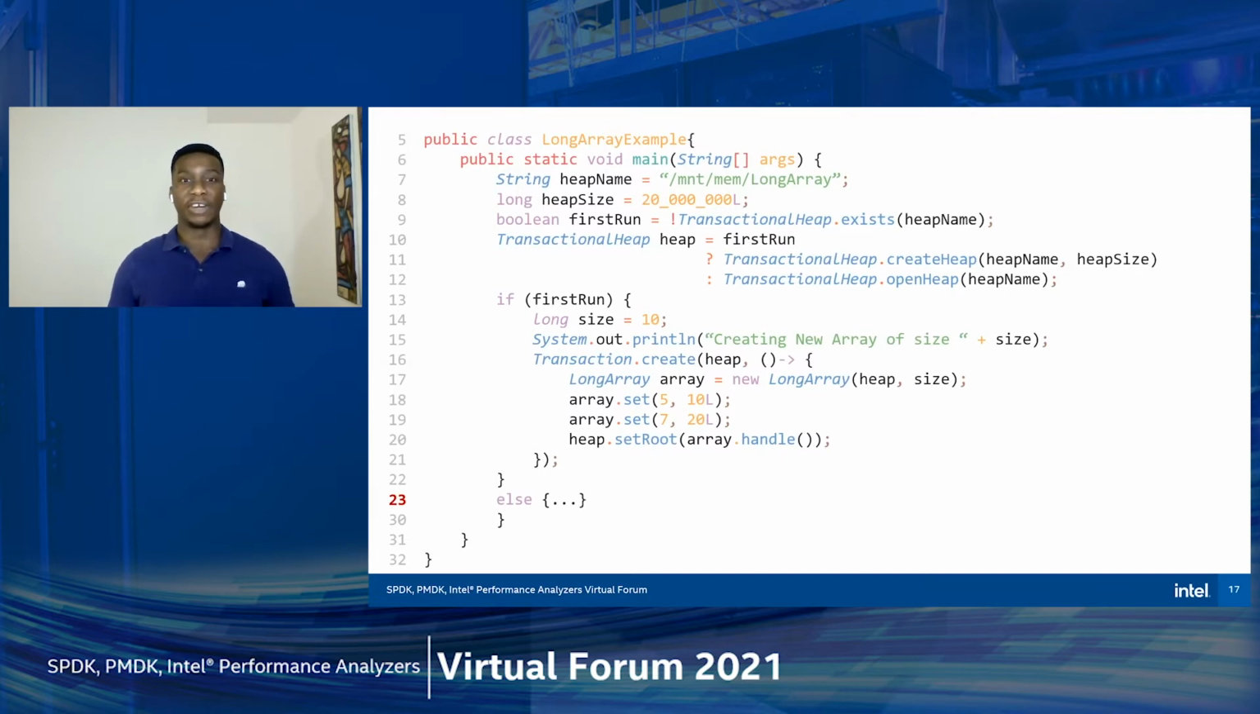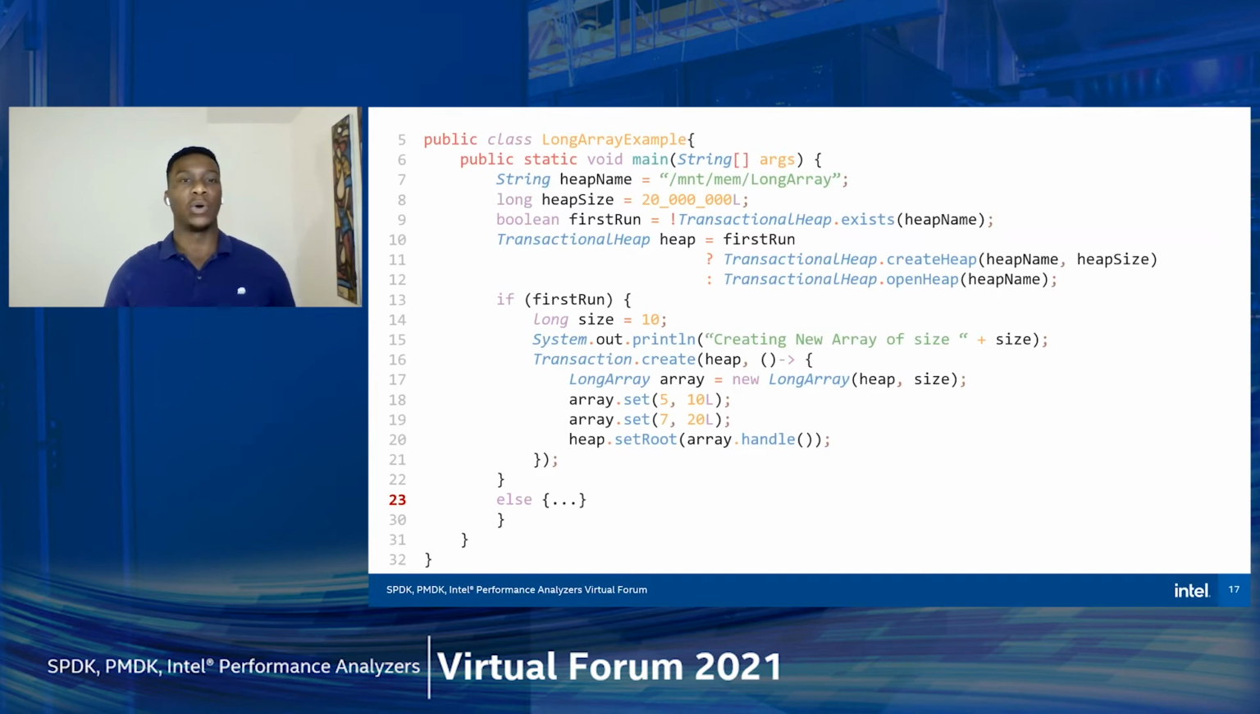What we want to do here is make sure that the creation of the long array and the setting of those values at indexes 5 and 7 all happen together. If an exception happens or there's a crash or whatever, we want to make sure that all of that memory gets rolled back. That's what the transaction helps us do. To create a transaction, we call create on the transaction, given a heap and a lambda body. The lambda body is what contains the transactional writes or allocations or deallocations.